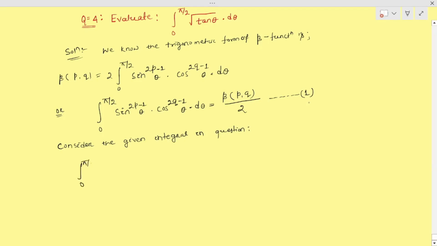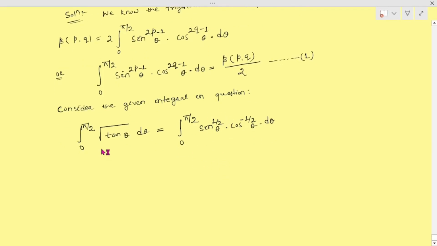The integral from 0 to pi by 2 of root over tan theta d theta is equal to the integral from 0 to pi by 2. This root over tan theta can be written as sine to the power 1 by 2 theta cos to the power minus 1 by 2 theta d theta. Here it is sin theta by cos theta, so obviously sin will have power plus half, and cos will have power minus half.